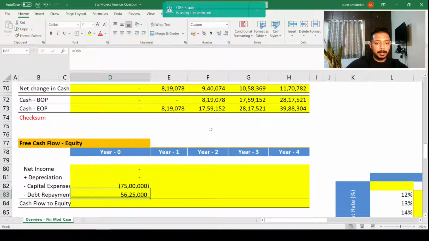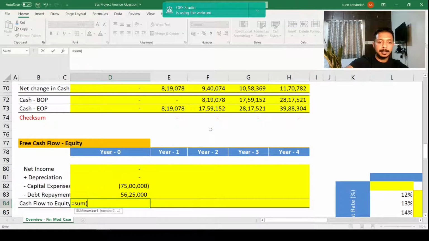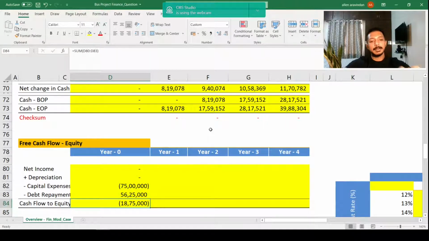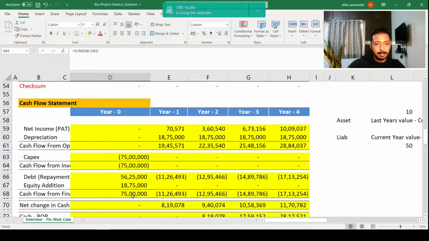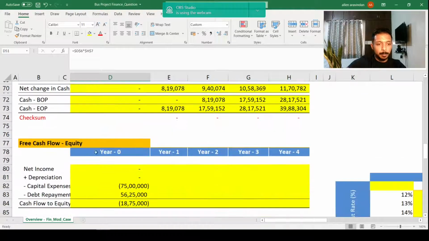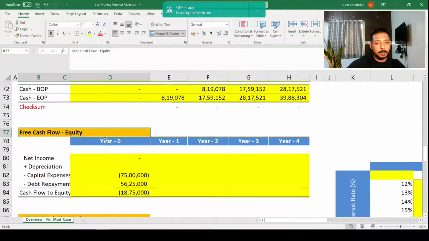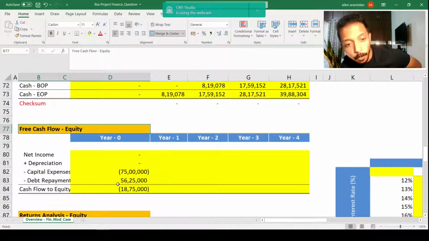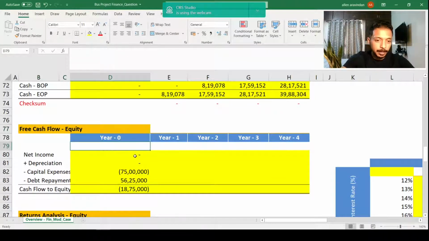If you add this up together, it will show you the net investment made by the equity investors. And if you see in the balance sheet, this is exactly the equity investment done by the equity investors. So basically, free cash flow to equity we are using to calculate the returns for the equity investors, right? So the investment also has to be of the equity investors.